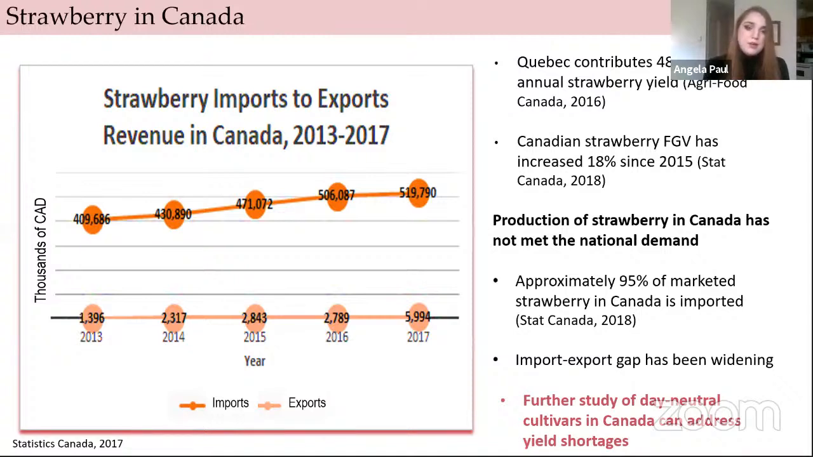And to make matters worse, this import-export gap has been widening rather than starting to close. So the question is, how can we start to narrow this gap? And one of the proposed solutions is that further study of day-neutral cultivars within Canada can address some of these yield shortages.